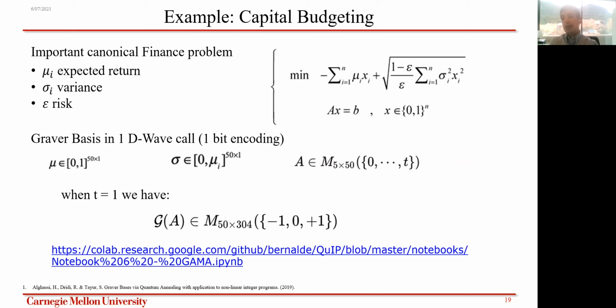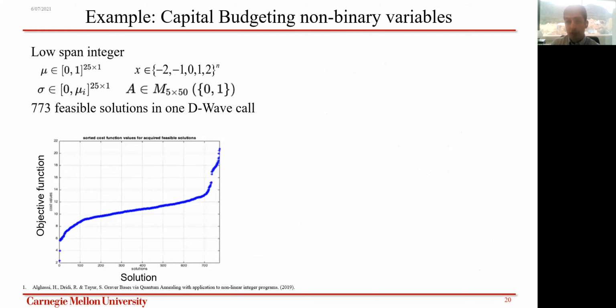An example on capital budgeting, which is a convex MINLP, which might be challenging for solvers depending on the parameters that are chosen here. This we solve with our method, and you're more than welcome to go into the Colab repository that is on the slide in order to check out the implementation. We were able to solve this with this method, and just from getting feasible solutions with a single call to the quantum annealer, we can get almost 800 feasible solutions.